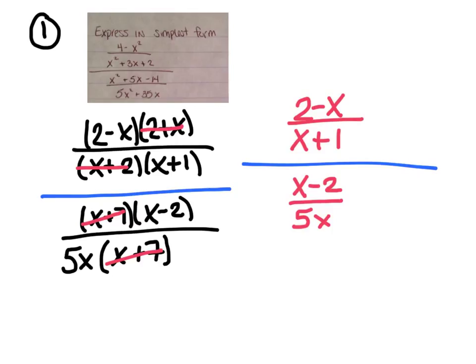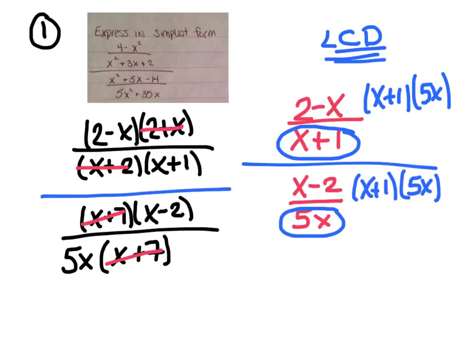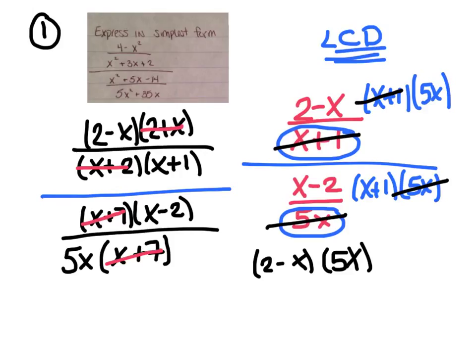You just look for the least common denominator. And I would say that I need an x plus 1 and a 5x. So I'm going to multiply that x plus 1 and 5x to the numerator of each, and then ask myself if I can cancel anything. On the top fraction, mainly above the division line there, the x plus 1's cancel, so I get 2 minus x and 5x. In this bottom fraction only, the 5x's cancel, so I get x minus 2 and x plus 1.